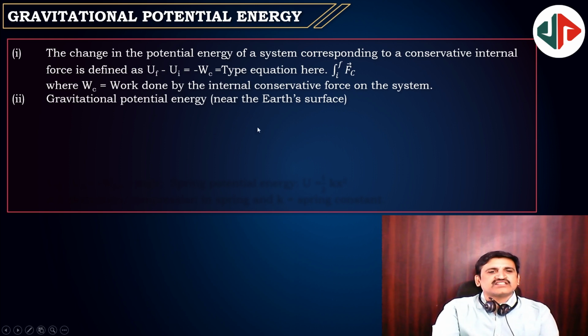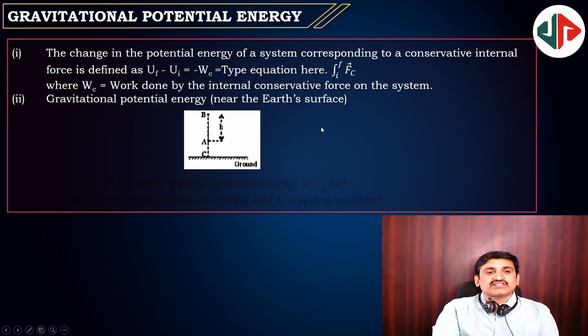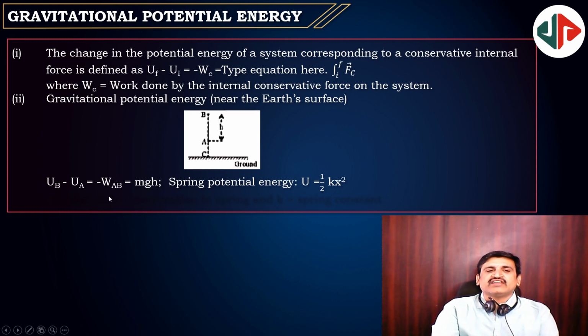Gravitational potential energy near the earth surface. Near the earth surface, this is actually potential energy difference, work done by the gravity in lifting a body through h is mgh. This is actually potential energy difference from surface to a particular height. From A to B, potential energy difference is work done by the gravity. Work done is equal to change in potential energy. Spring potential energy U is equal to half kx square. x is the elongation.